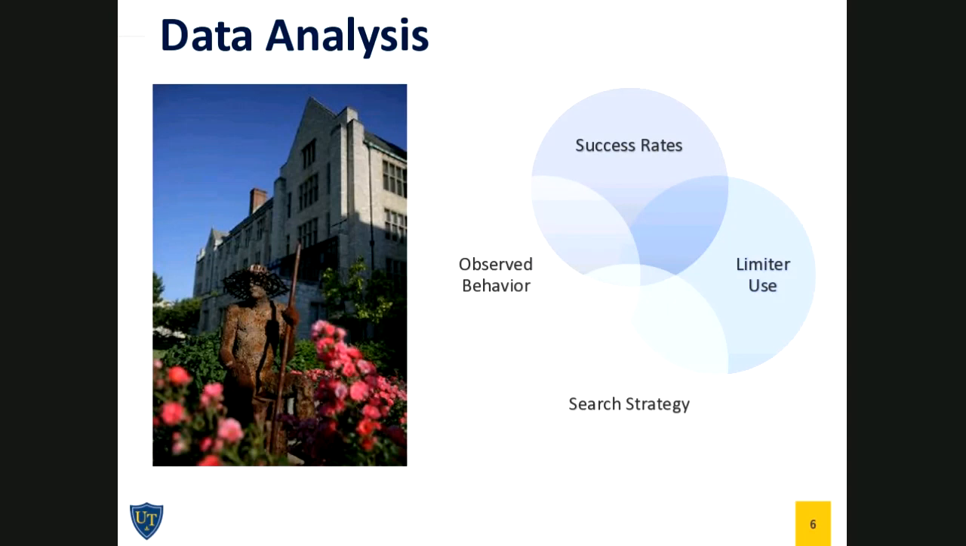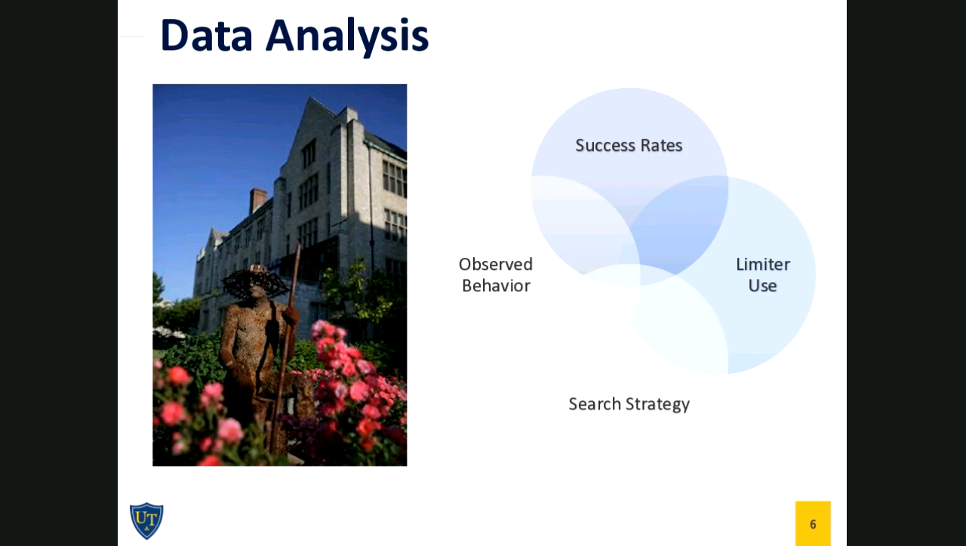So now I'm going to talk a little bit about data analysis. And really going in here, what we looked at were 4 different areas. We looked at the observed behavior. What were they doing on the screen? Were they hesitating on certain words? Were they scrolling down? Were they looking at the next page? What were they doing? We also looked at their search strategies, and most people do the keyword search. And we also looked at limiter use.